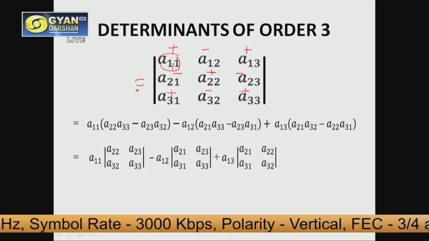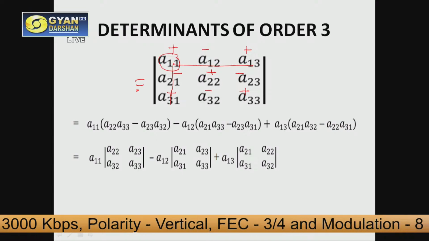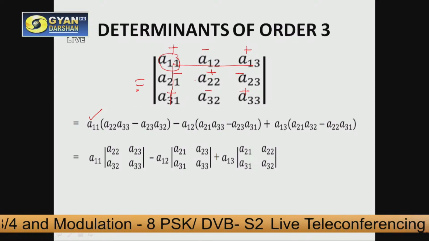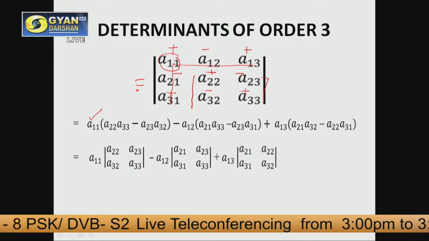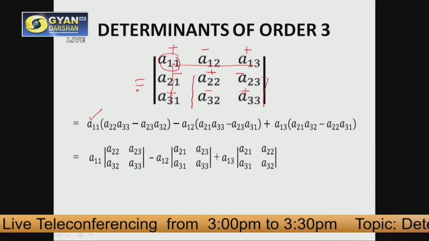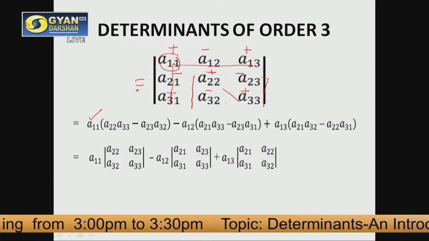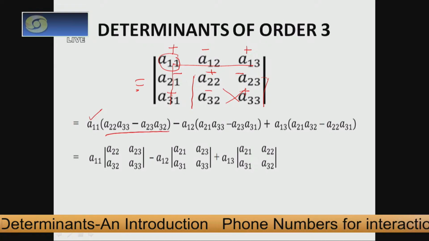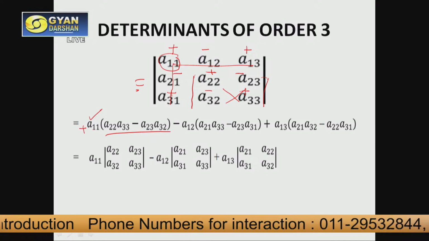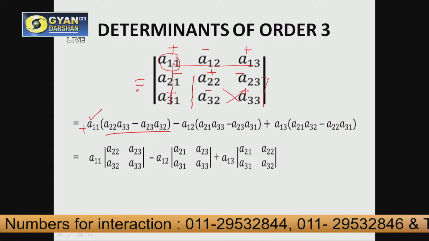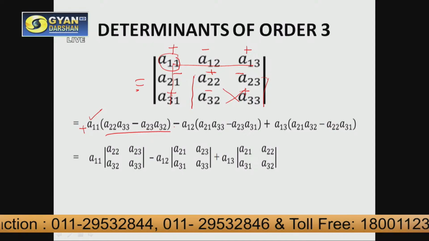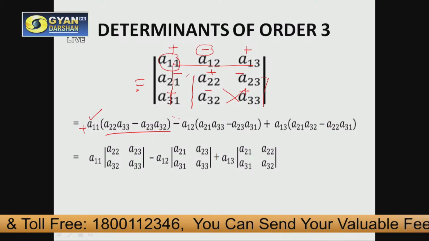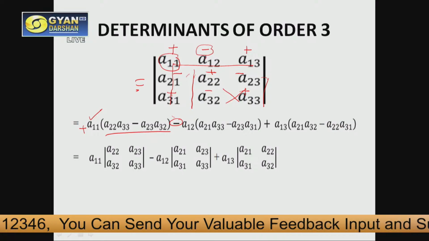So the first intersection of row and column happens at a11. So a11 is taken care of over here, and the remaining determinant after this is a22, a23, a32, a33. Now solving this, that means a22 into a33 minus a23 into a32. So this is what is written over here. The first sign is positive, a11 positive into a22 a33 minus a23 a32. Similarly, the second sign is negative. So the negative sign is placed over here.